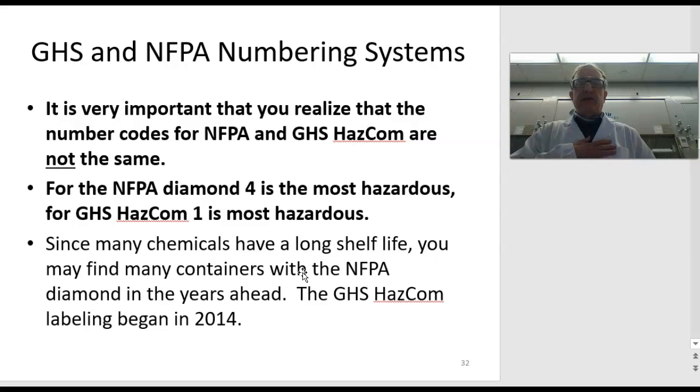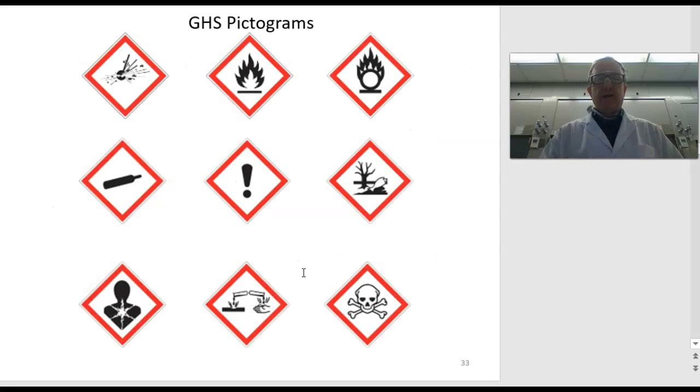The GHS hazardous communication labeling system began in 2014. It's an internationally agreed upon labeling system developed by the United Nations. It is meant to replace the assortment of labeling systems for hazardous materials around the world. Each pictogram consists of a white background framed with a red border and an icon in the middle that's very distinctive. Maybe you can take a guess at what some of these are.